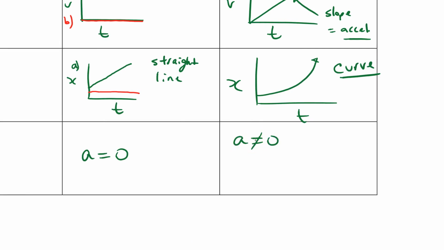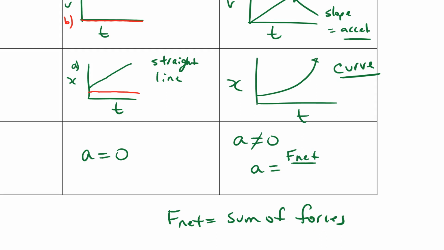And how does this work? The acceleration is going to be equal to whatever the net force is, and F net is equal to the sum of the forces. So in other words, F net is equal to 0 if something's balanced. That means it all adds up to 0. And here F net is not equal to 0.